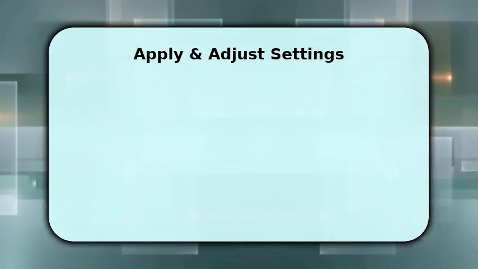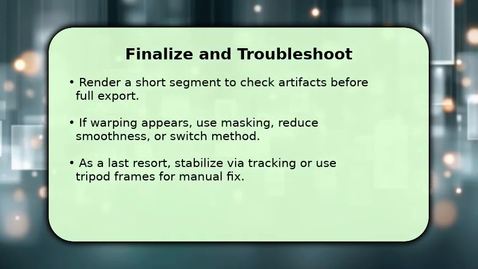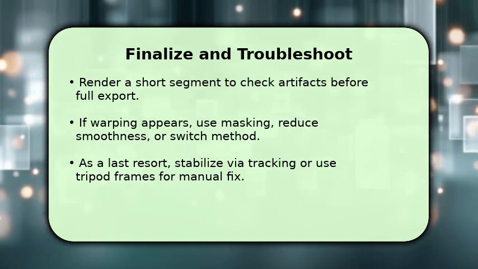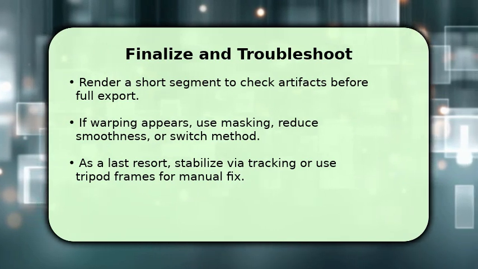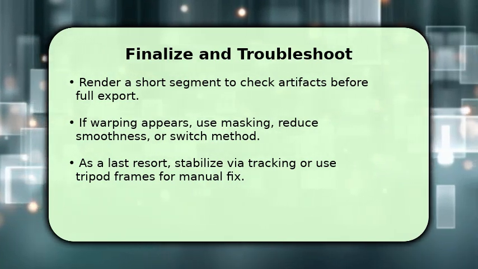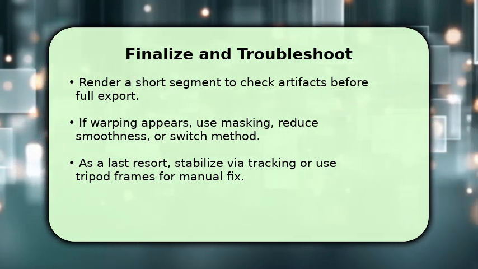You finalize by rendering and reviewing critical frames to ensure no warps or rolling artifacts remain. If you spot distortion, make targeted fixes. Use a mask to exclude problematic areas, lower smoothness, or change the method to position, scale, rotation to stop subspace warping.